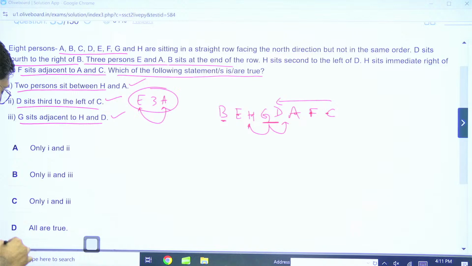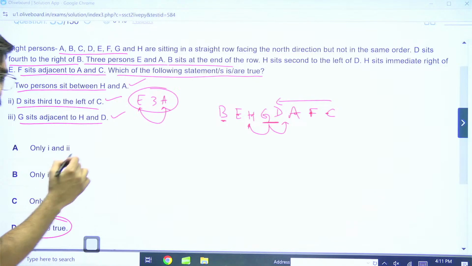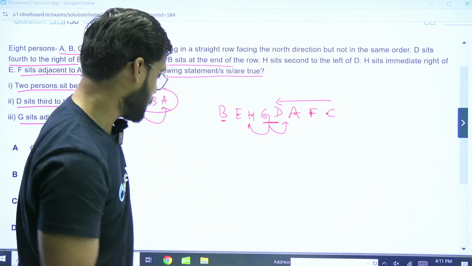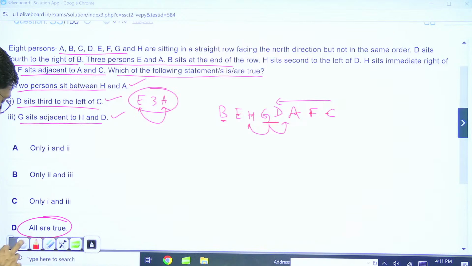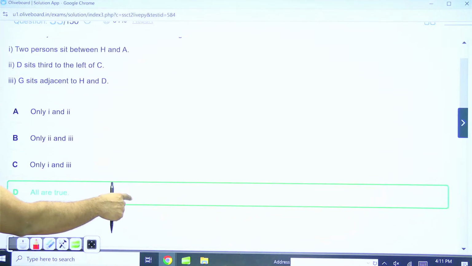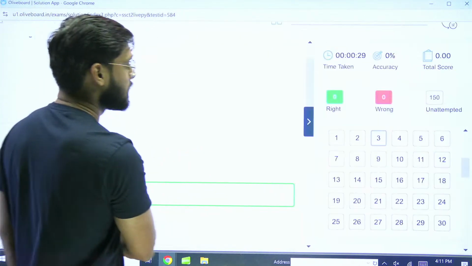So all are true, which means option D should be the right answer. Shall we mark this one? Okay, let's mark this D option. Yes, D turns green. It means this is our right answer. Let's move on to the fourth question.